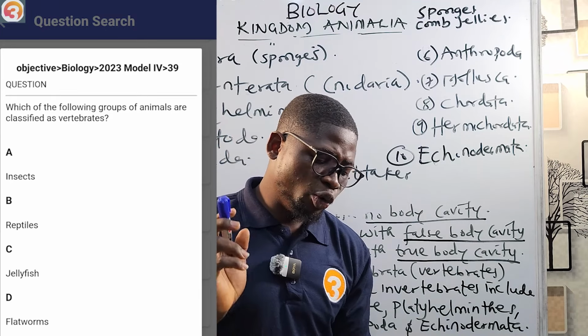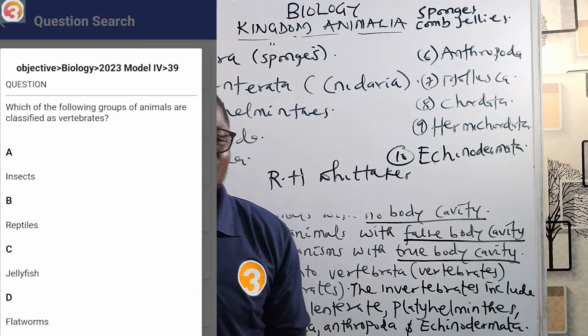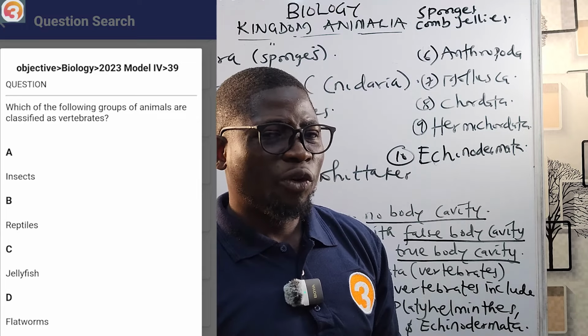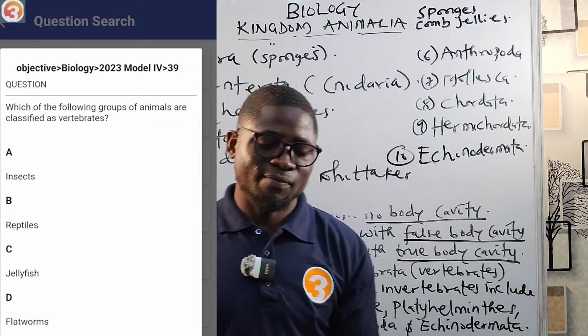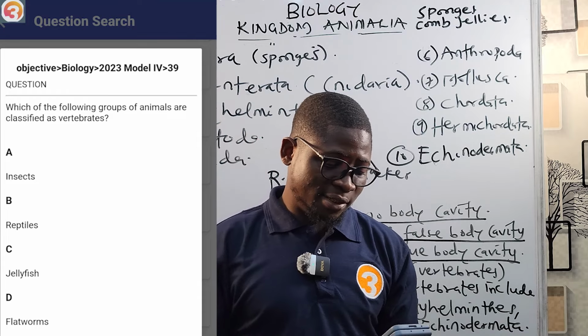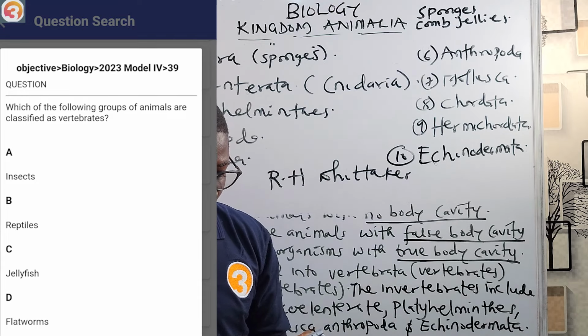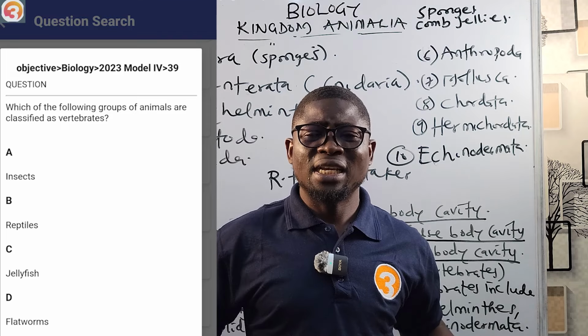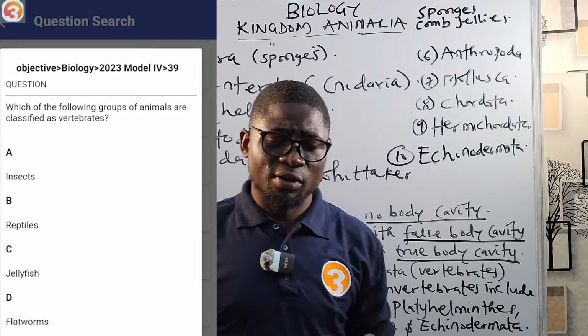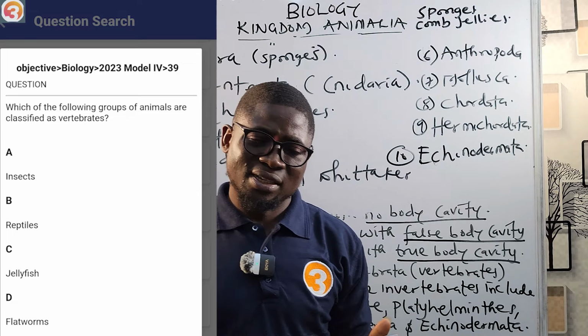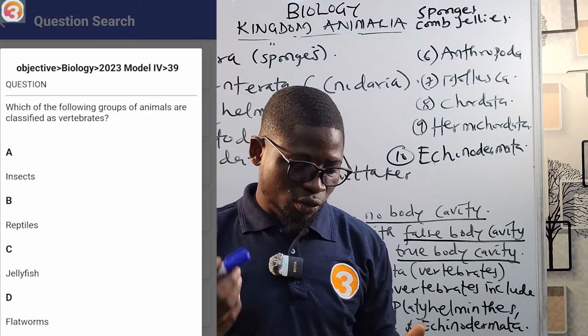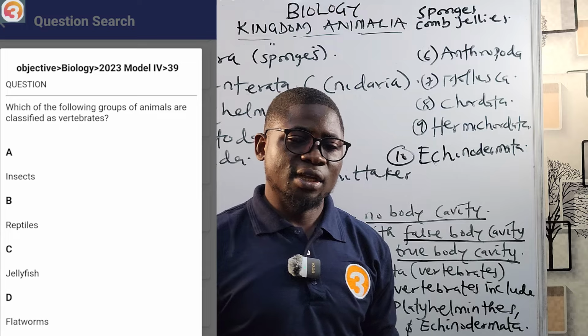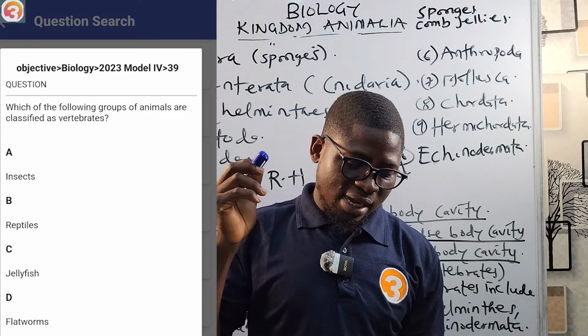Now let's see another question, a 2023 question, model 4, number 39. Which of the following groups of animals are classified as vertebrates? A, insects, B, reptiles, C, jellyfish, D, flatworms. Vertebrates are those animals that have a backbone and a spinal column. And of course you can see that reptiles do have a backbone, so they are called vertebrates.